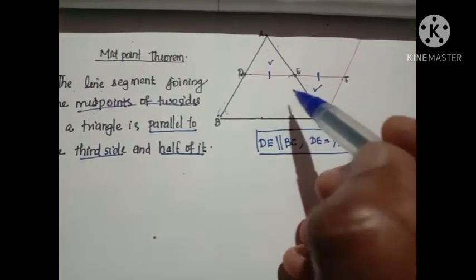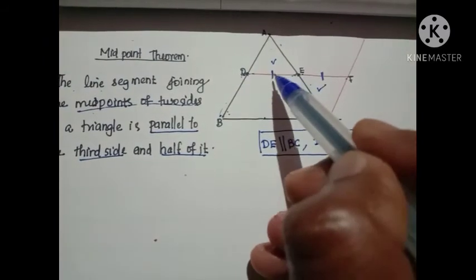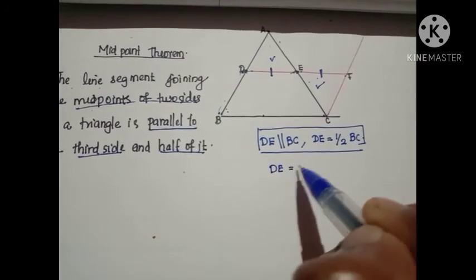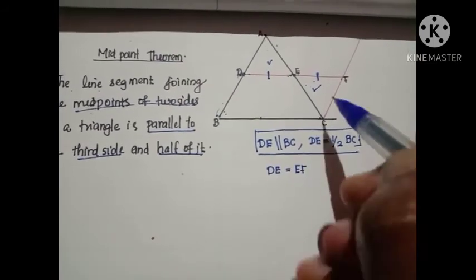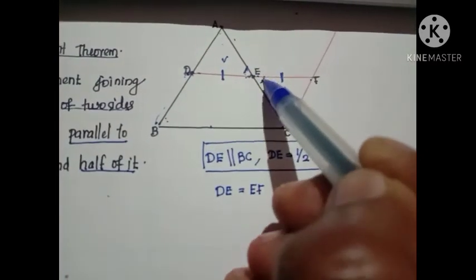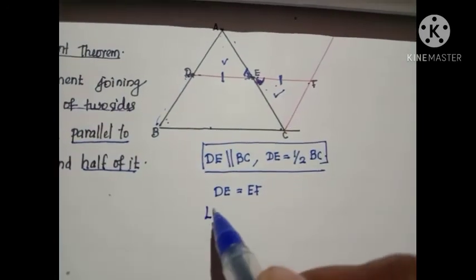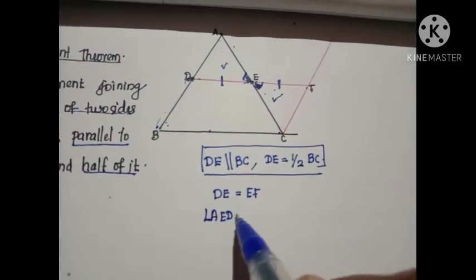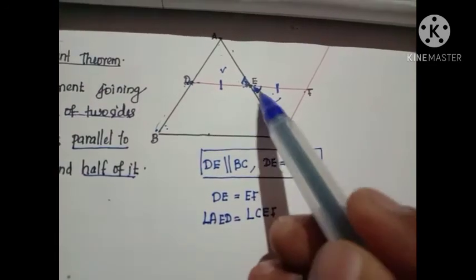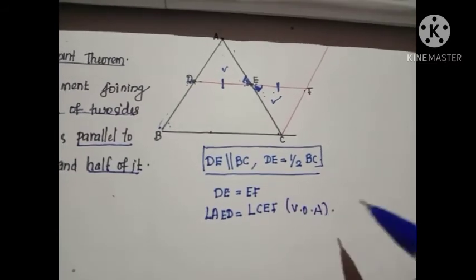Okay. These two triangles. By our construction, listen, DE length and EF length, these two lengths are equal. DE is equal to EF. Now look at here, these two angles. Okay, these two angles are equal. Angle AED and angle CEF. These two angles are equal because both are vertically opposite angles.